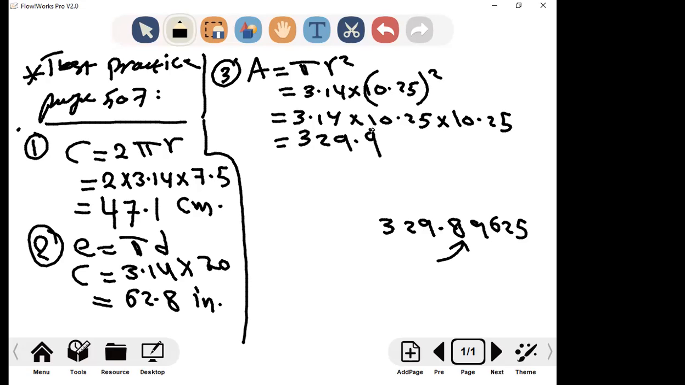Squared inches. Inches is different from inches power 2. If you write inches, it's wrong. This is question 3.